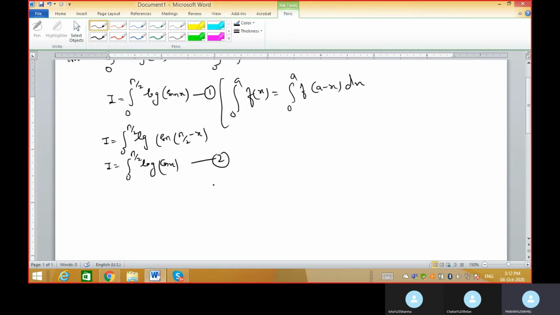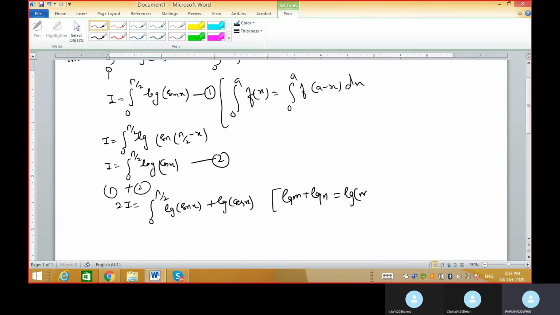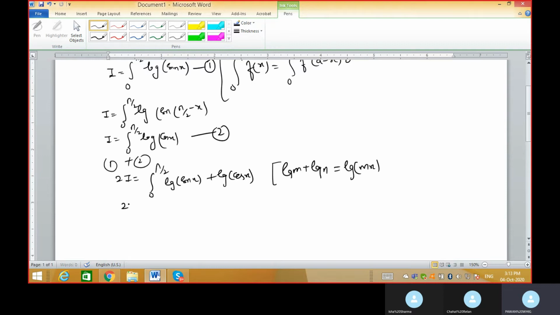Again, as we did in earlier questions, you have to add 1 and 2. You will get 2I on the LHS, and on the RHS you will get the integral from 0 to pi by 2 of log of sin x plus log of cos x. Up to this point, this is very easy. Now there is a property of log: log m plus log n is equal to log mn. The same property we apply here. So this will give you 2I is equal to the integral from 0 to pi by 2 of log of sin x cos x. Till this point there is no problem.